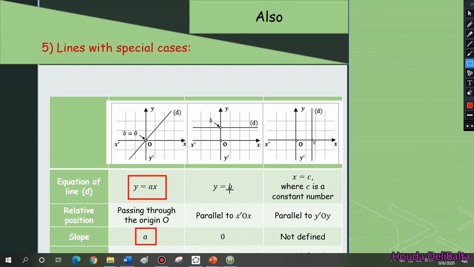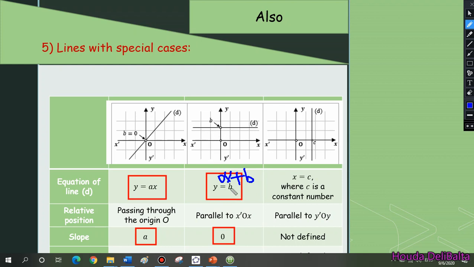Now here is a special line also. Notice the figure. We have a line D that is parallel to the x-axis. Then this line D has the form of y equals b. Notice that ax disappears here. That's why we say that the slope is 0. So it is as if we write y equals 0x plus b. So the slope is 0, and what remains only here is the y-intercept.